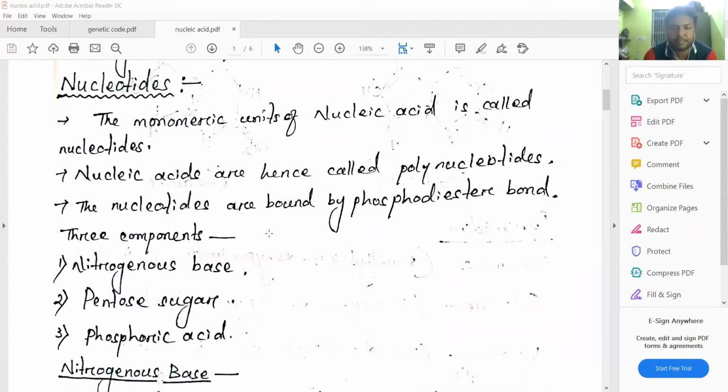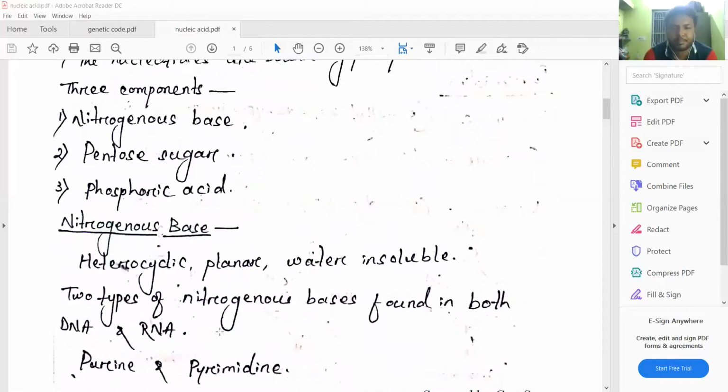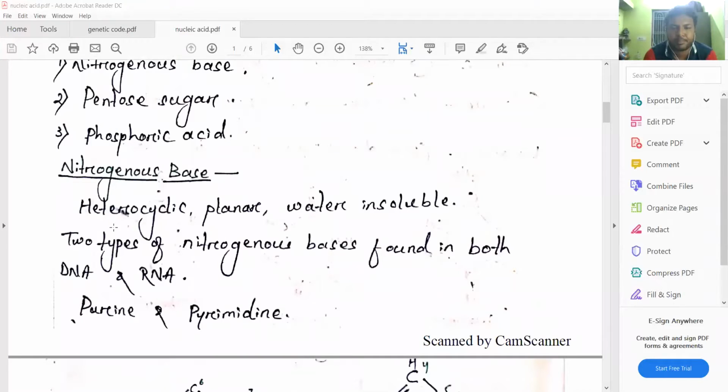So there are three components: nitrogenous base, pentose sugar, and phosphoric acid, that is, phosphorus containing organic acid. First we will go through the nitrogenous bases and their characteristic features. This is a heterocyclic molecule, planar, water insoluble. The question will come whether nitrogenous bases are water soluble or not. Our answer is that nitrogenous bases are water insoluble molecules.